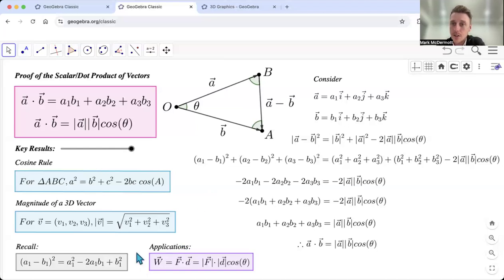A classic application of the dot product in the physics world is work. So you calculate work by multiplying the force by the displacement. Force and displacement are both vectors. So we could say if you want to work out the work done on an object, you multiply the magnitude of the force by the magnitude of the displacement by the cosine of the angle between them.